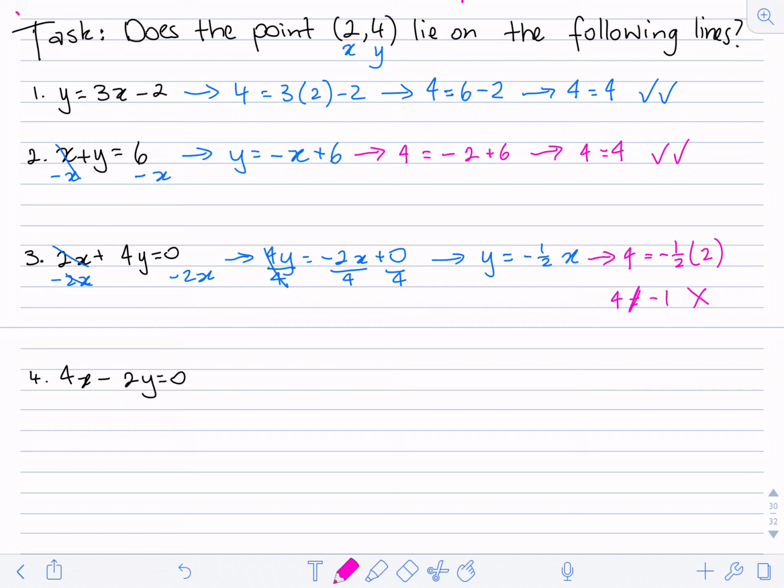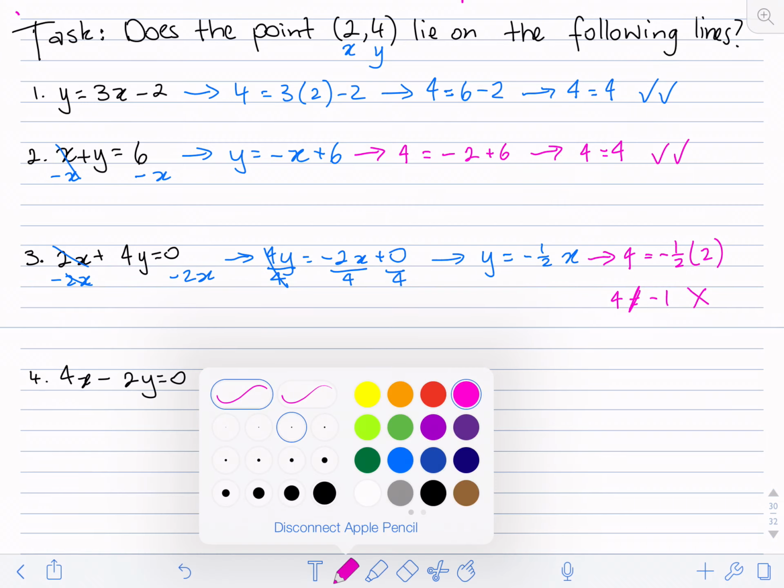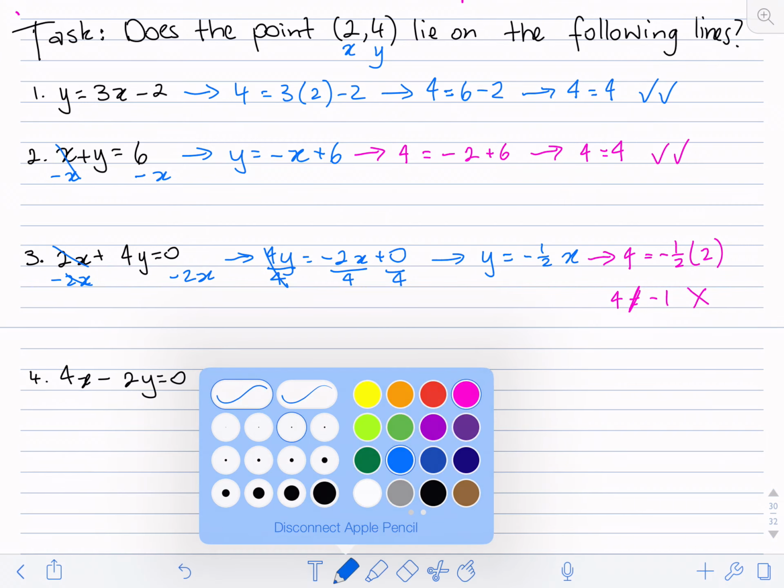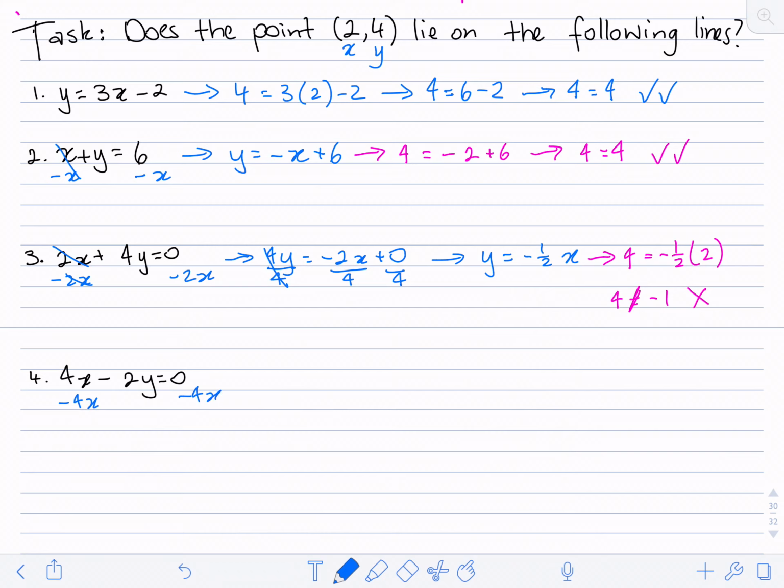Now I can substitute in my values. So I have y, which is 4. Does 4 equal negative a half times 2? Well, this will equal 4 equals negative 1. No, they do not equal each other, and so that point does not lie on that line.